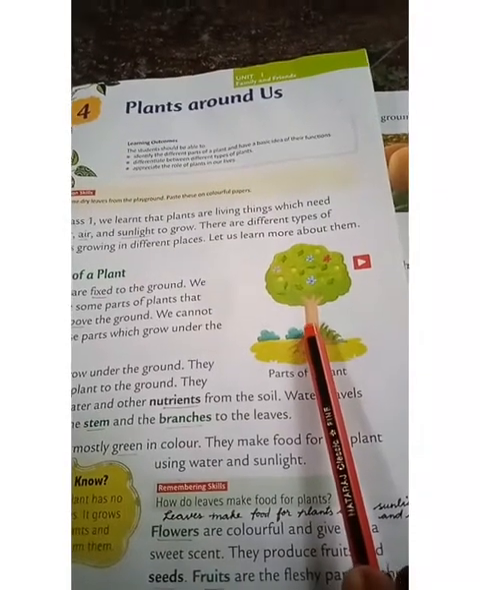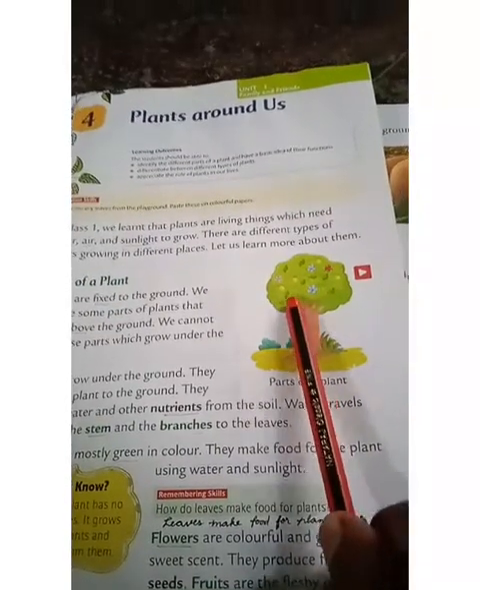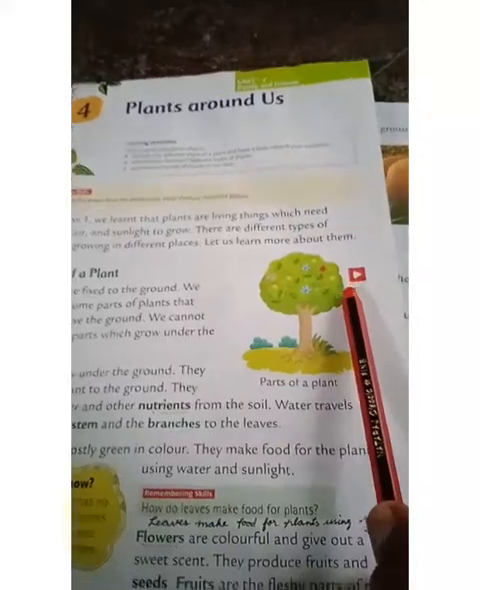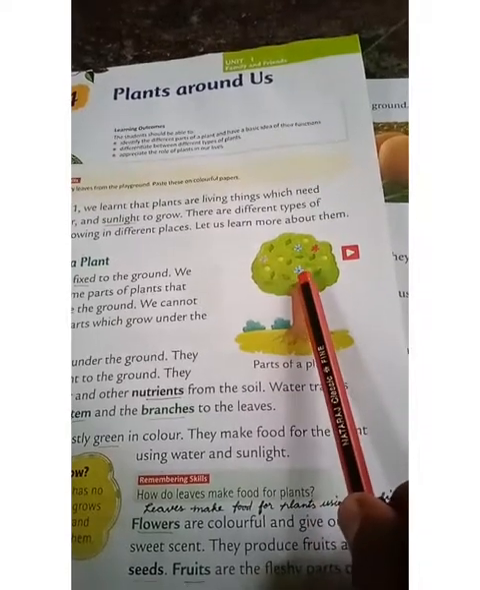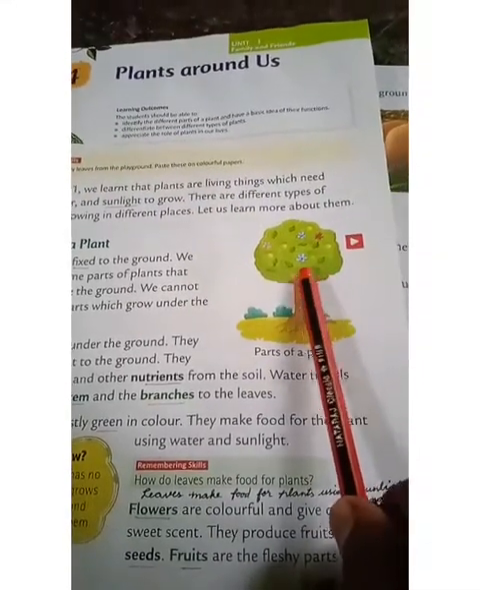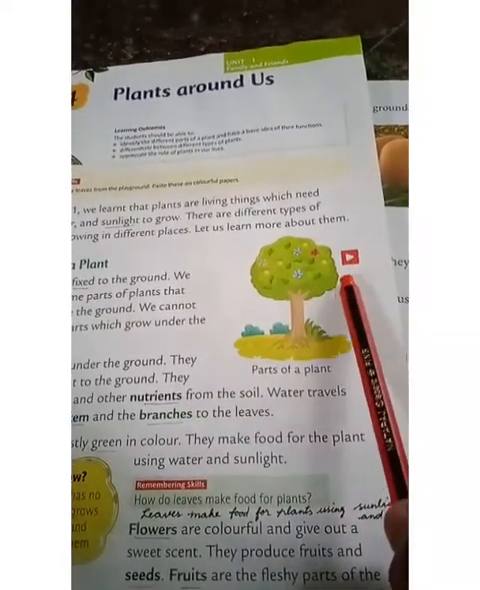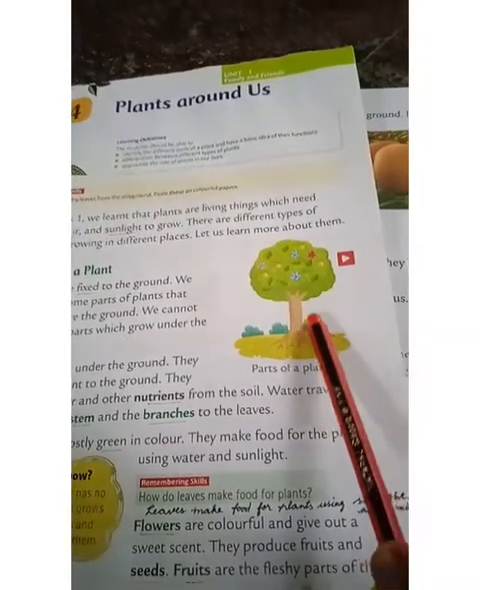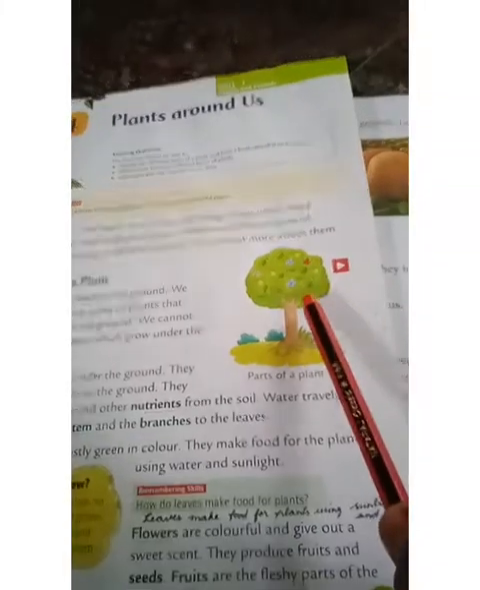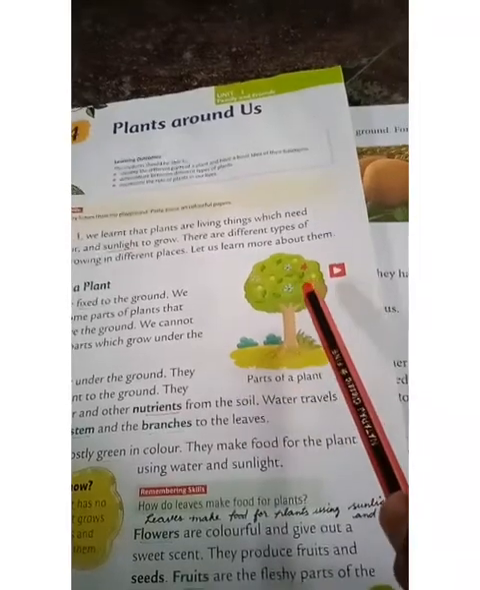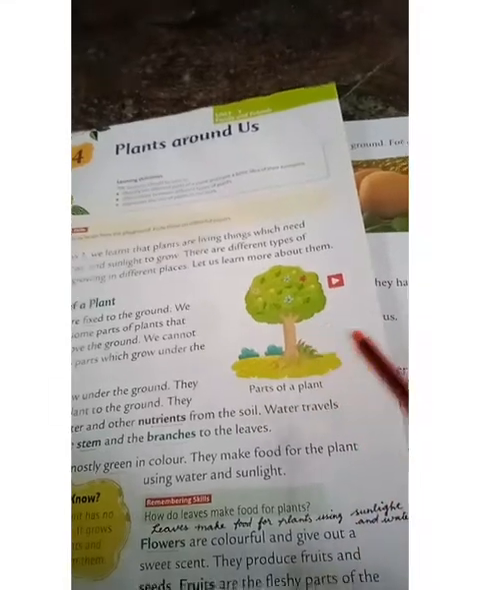This water travels through the stem and the branches to the leaves. Leaves are mostly green in color. They make food for the plant using water and sunlight. The leaves make food for the plants using sunlight and water, you know.